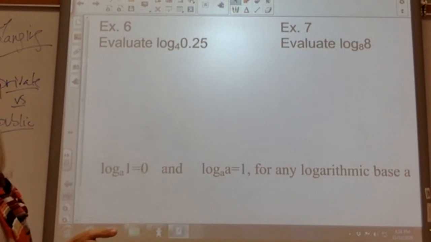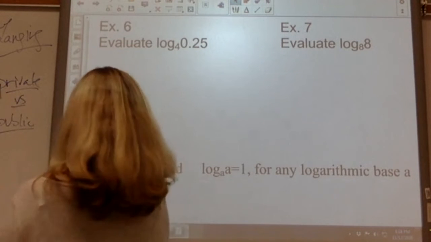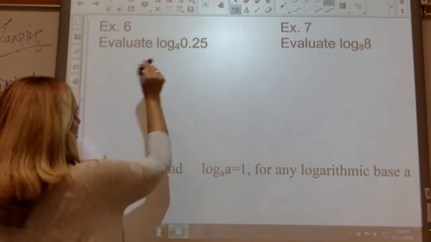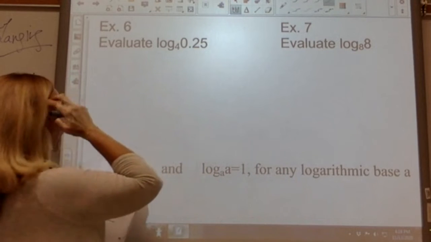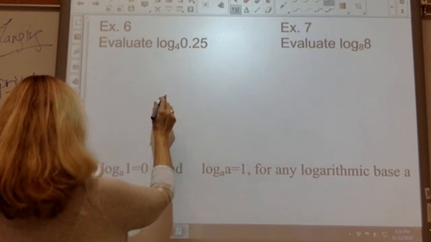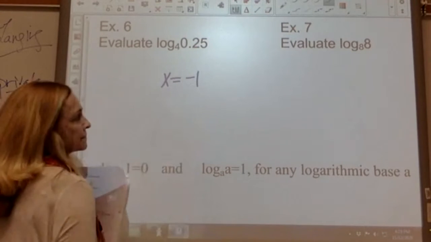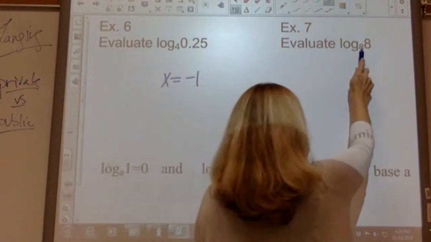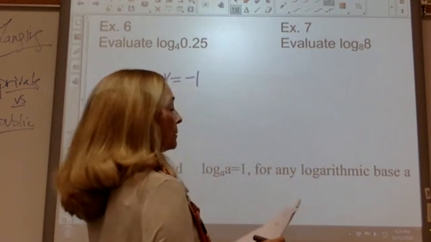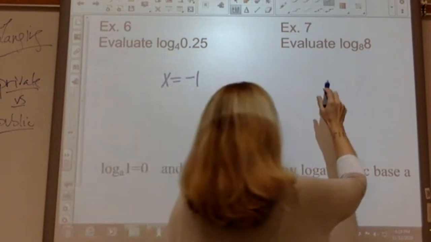Okay, so here's some more that want us to evaluate. So you could just put these in the calculator, and when you do, so this is log base 4 of 0.25. Now you could work it out by hand, but if you put it in the calculator, this is going to give you x equals -1, and this one is going to give you 1 also. I mean +1.